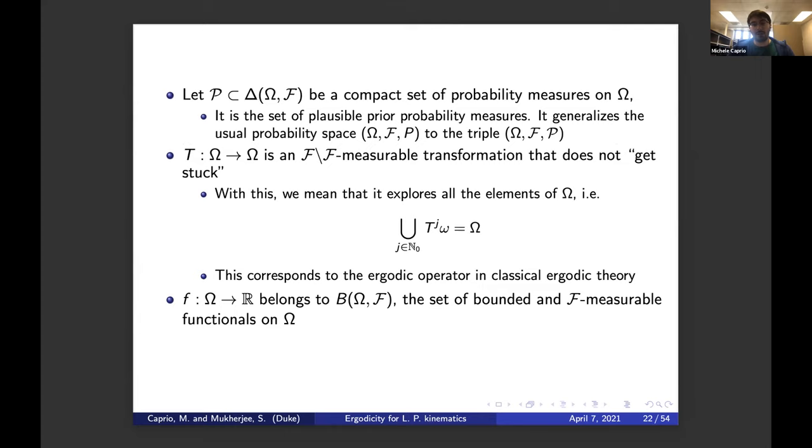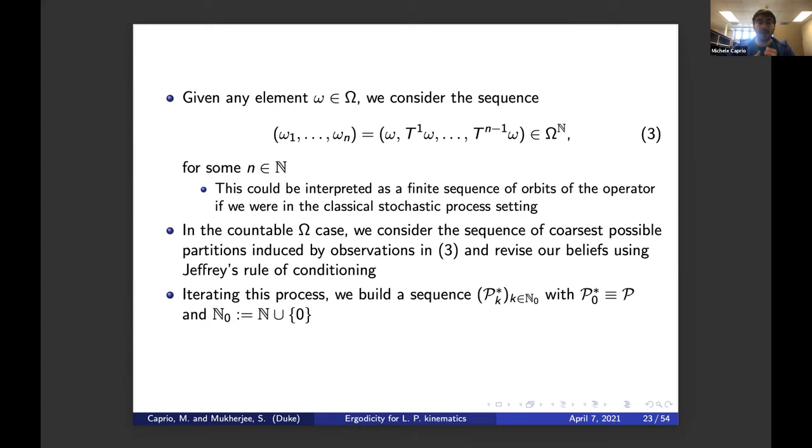Then we focus on two important elements: an F-F measurable transformation that doesn't get stuck, that is, the operator explores all the elements of omega, as we said before. And then we have a bounded F-measurable functional, which is the one we are going to use to compute our empirical averages and time averages. Our observations are going to be basically the orbits of the operator. And in the countable omega case, we consider the sequence of coarsest possible partitions induced by these observations, as we said before. And we also call P star k the sequence of updated sets with respect to calligraphic P.